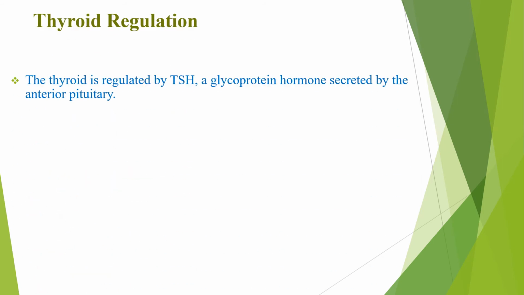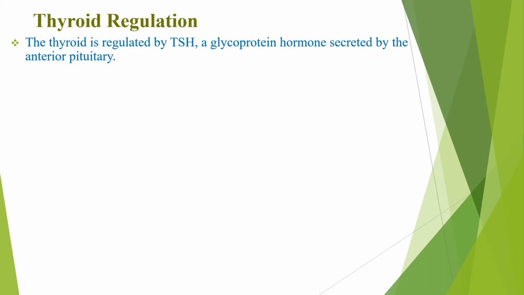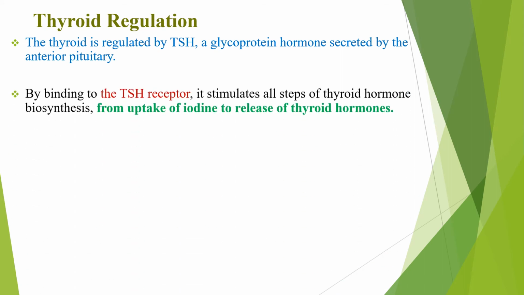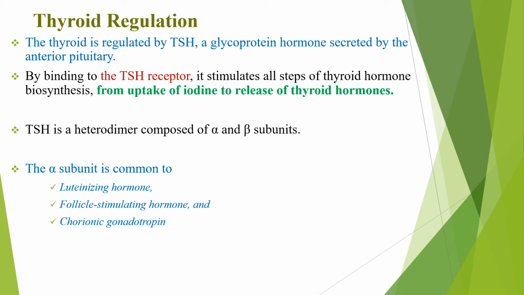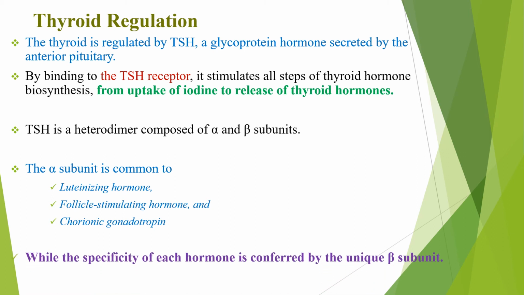When we look at thyroid regulation, the thyroid is regulated by TSH, or thyroid stimulating hormone, a glycoprotein hormone secreted by the anterior pituitary. By binding to the thyroid stimulating hormone receptor on the thyroid gland, it stimulates all steps of thyroid hormone biosynthesis, from uptake of iodine to release of thyroid hormone. TSH is a heterodimer composed of alpha and beta subunits. The alpha subunit is common to luteinizing hormone, follicle stimulating hormone, and chorionic gonadotropin, while the specificity of each hormone is conferred by the unique beta subunit.